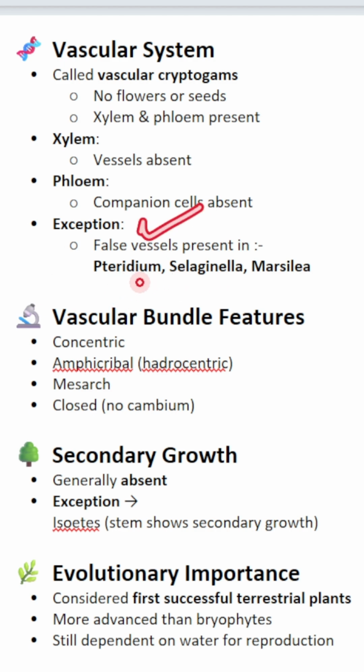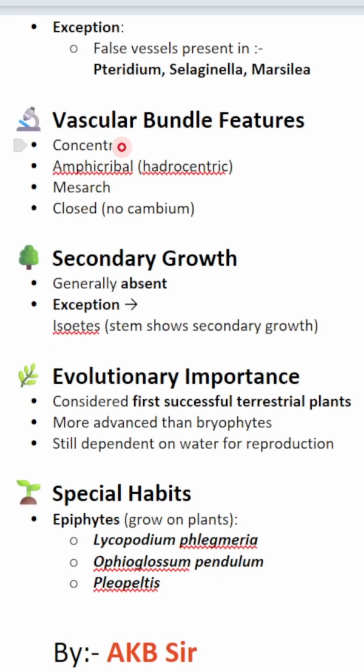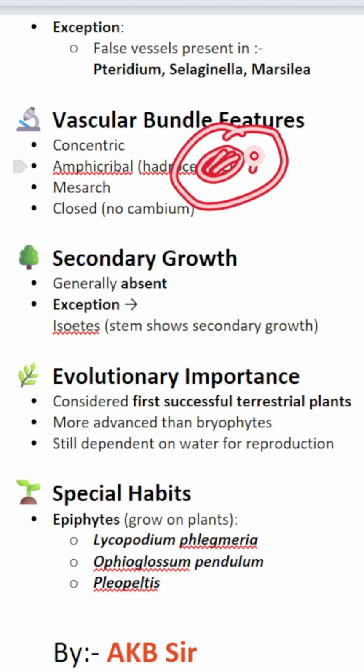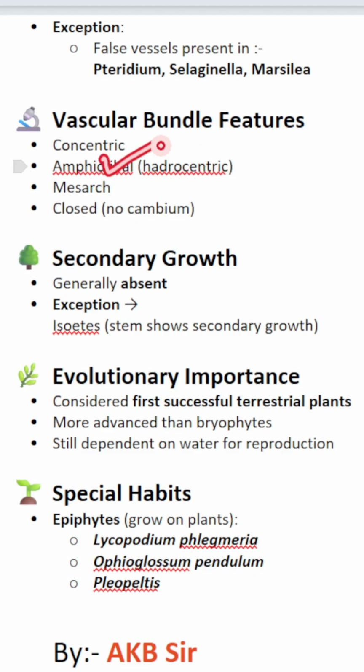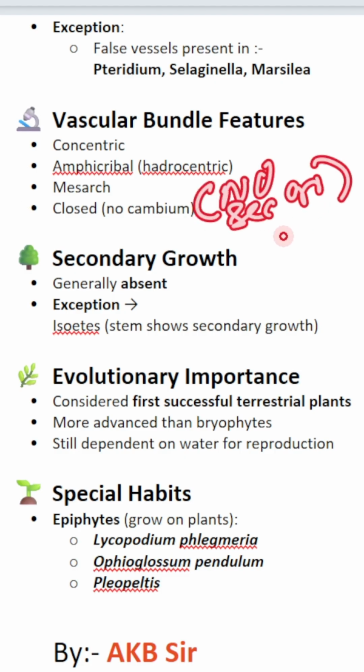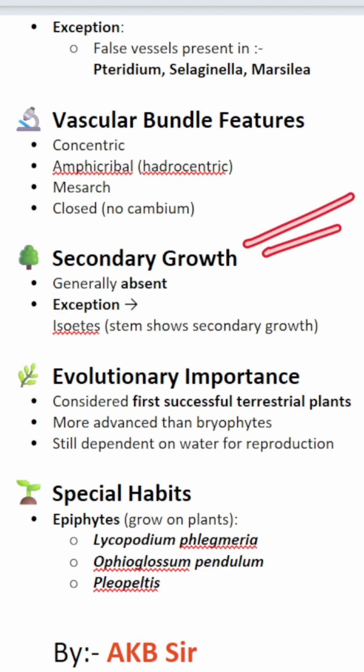False vessels are present in Pteridium, Selaginella and Marsilea. Very important, in some we find false vessels present. Now the vascular bundle is concentric: inside we find the xylem and outside the phloem, so it is amphicribal and mesarch. There is an absence of cambium, which means no secondary growth.